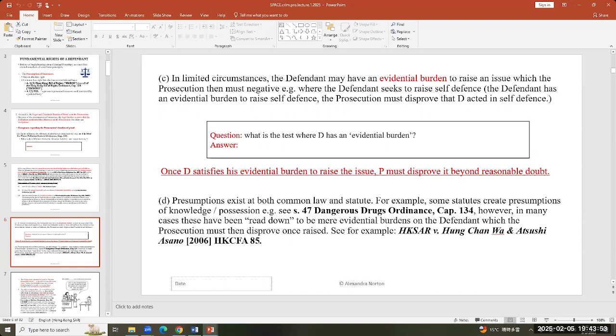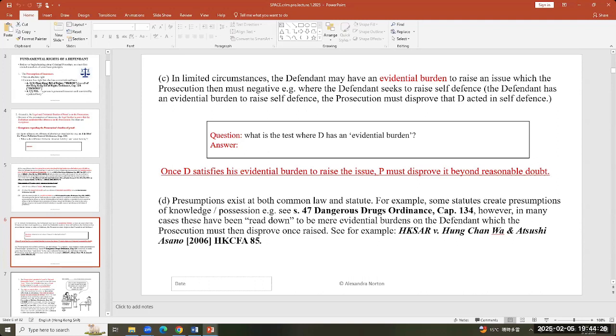We also have presumptions that we learnt about in evidence law as well. Remember, common law and statutory presumptions that may attempt to shift the burden of proof. So when we look at Section 44 of the Dangerous Drugs Ordinance, for example, what that provision provides is that if a defendant is found to be, let's say, in possession of a key to a locker in which there are drugs, then he's presumed to be in possession of those drugs, right?